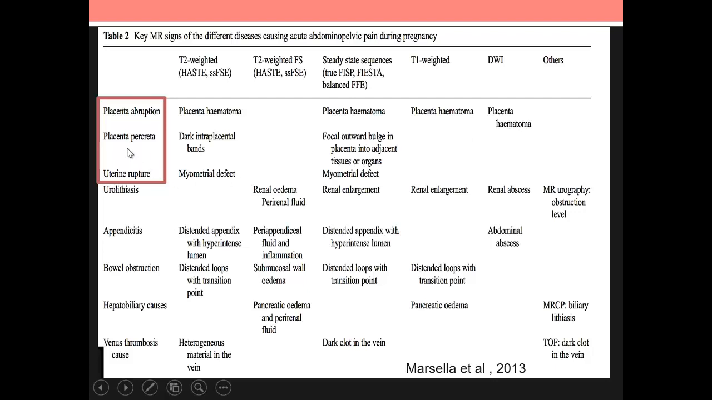Placenta percreta, we find signs like dark intraplacental bands, focal bulge, and heterogeneity. Uterine rupture, you will find a myometrial defect. Other causes that we have to enumerate: urolithiasis, appendicitis, bowel obstruction, hepatobiliary causes, and venous thrombosis. All that can be seen well on MRI.